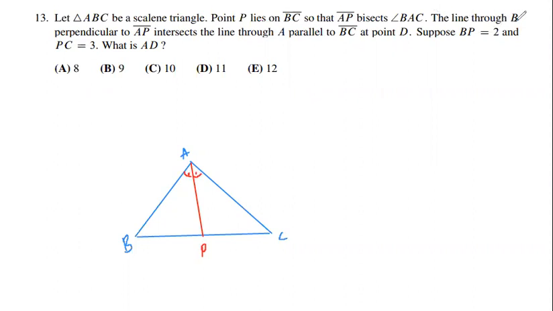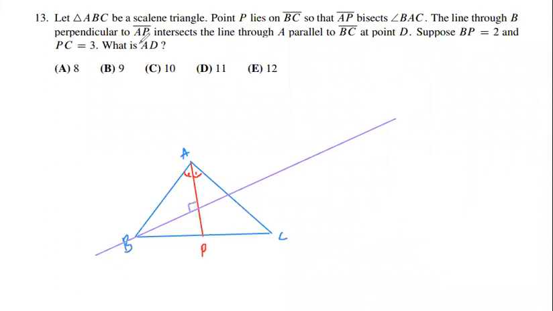And the line through B perpendicular to AP. Let me think about how that looks. It should go through B, and it has to be perpendicular to AP. So maybe something like this. Again, the figure is not really accurate maybe, but it's okay. Based on what they are telling us, this angle is 90 degrees.